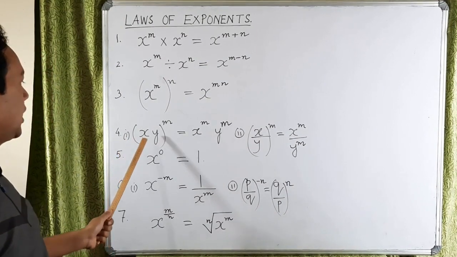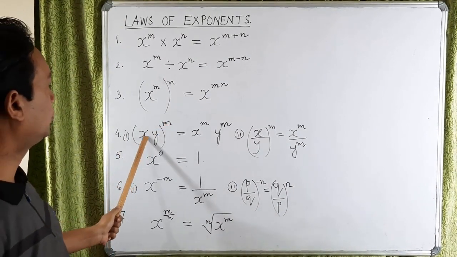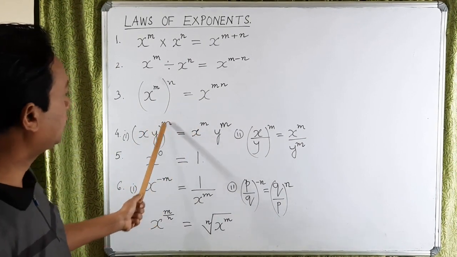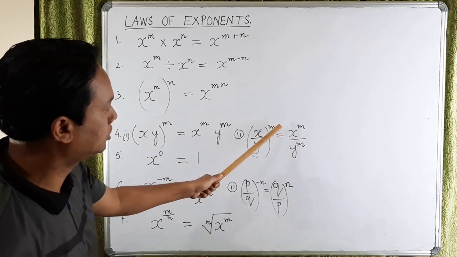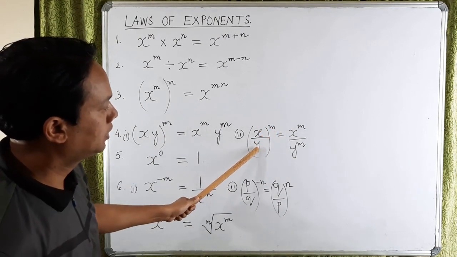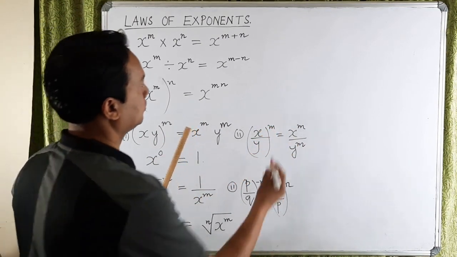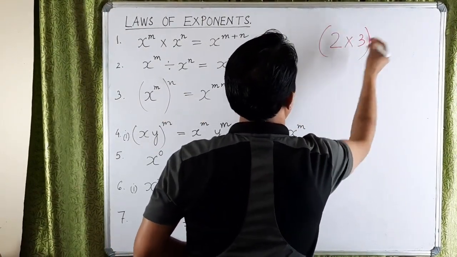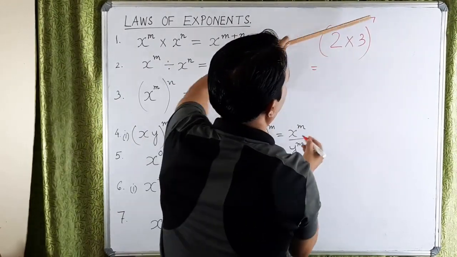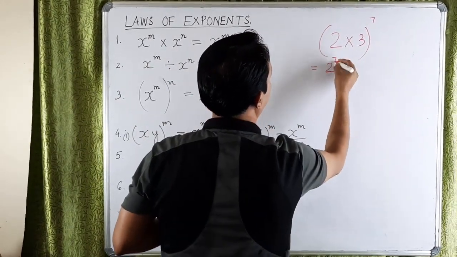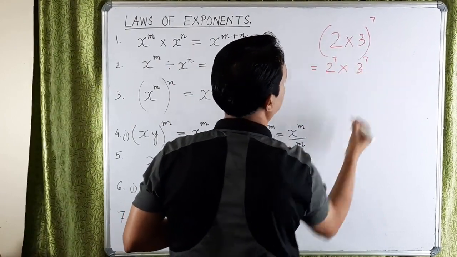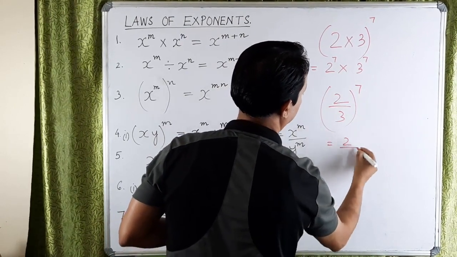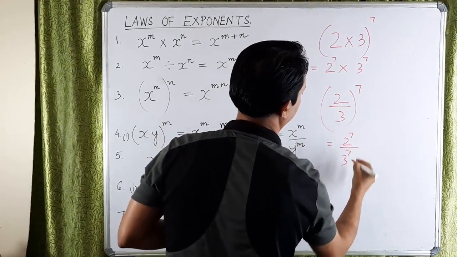Now if you look at the fourth one, x y whole to the power m. We have two bases here, so it is x to the power m, y to the power m. If it is division also, we can just distribute the power, x to the power m divided by y to the power m. So for example, if we have 2 into 3 to the power, say 7, this 7 will be for both. It will be 2 to the power 7 into 3 to the power 7. Similarly, if it was division, it will be 2 to the power 7 by 3 to the power 7.